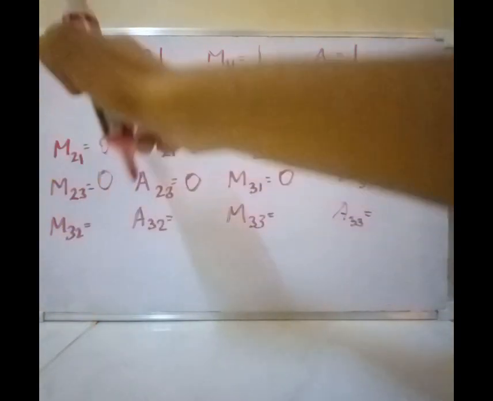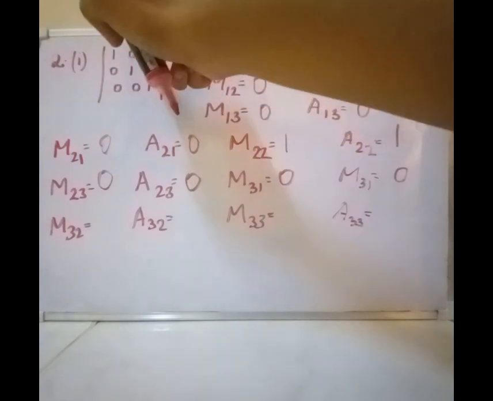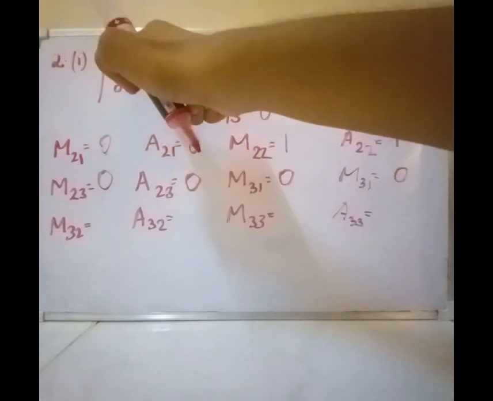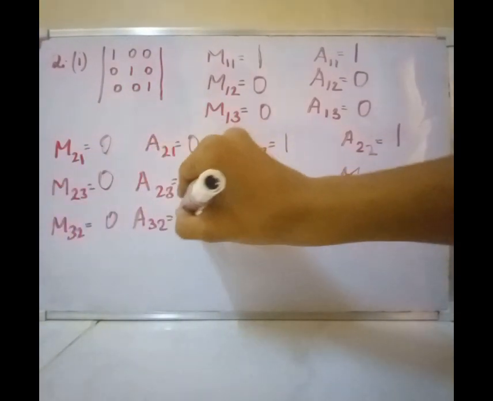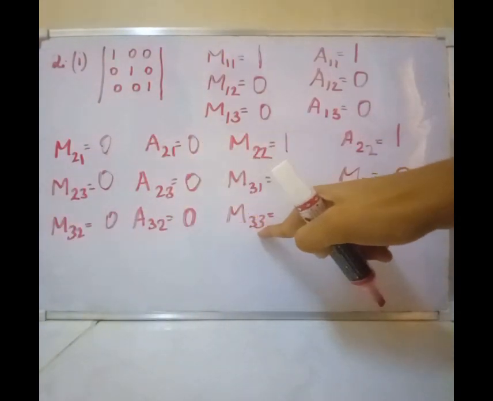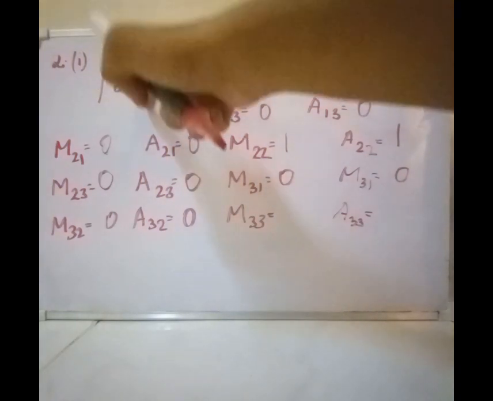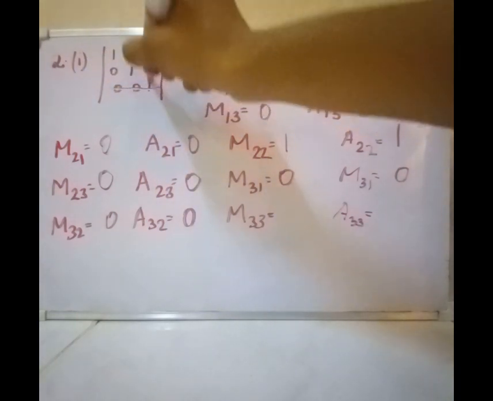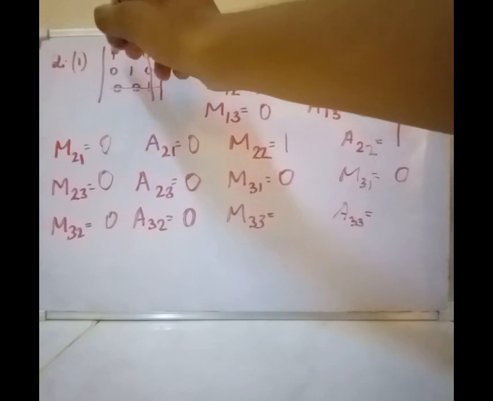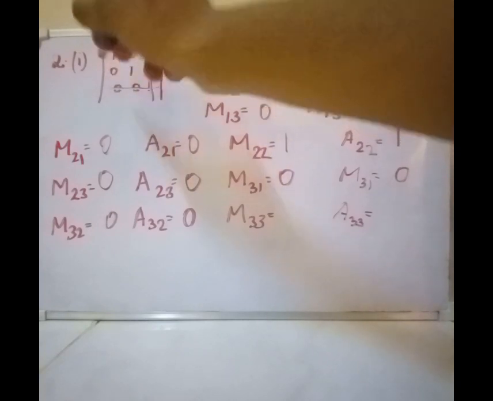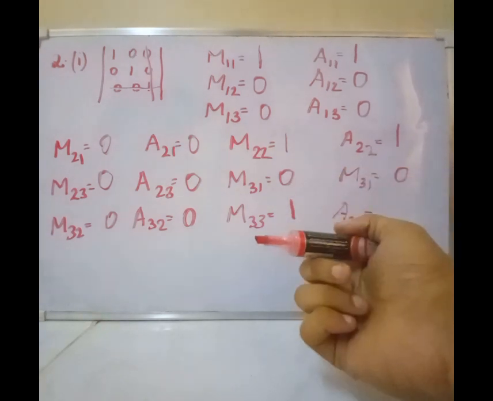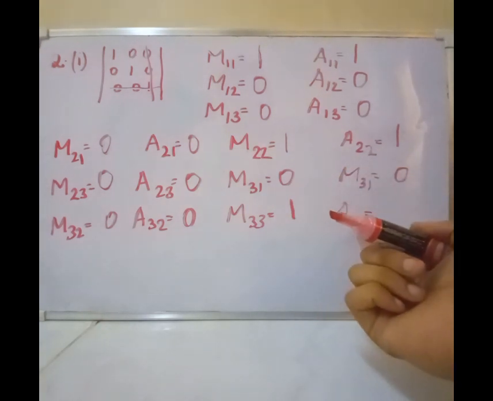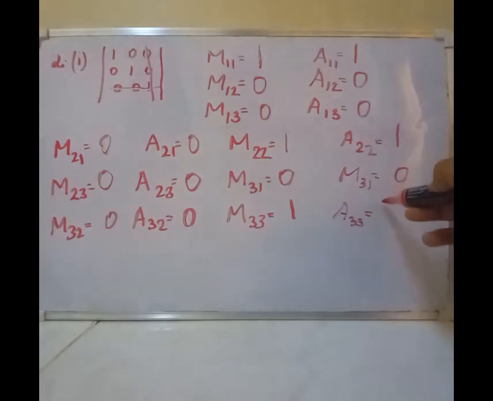Then M32, cancel out the third row and second column. So 1 into 0 minus 0 into 0, so 0, and this also will be 0. And M33, now third row and third column, when you do this, the elements left out will be these 4. So 1 into 1 minus 0 into 0. You are just taking the determinants here, and it will be 1. A33, you check 3 plus 3. It's even. So write the same minor itself.